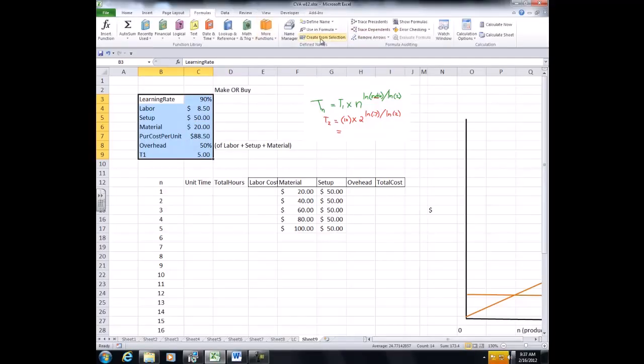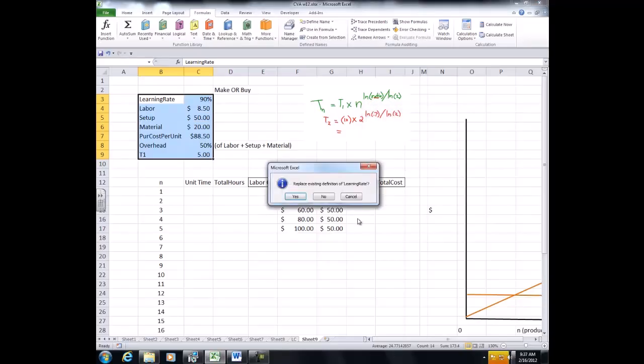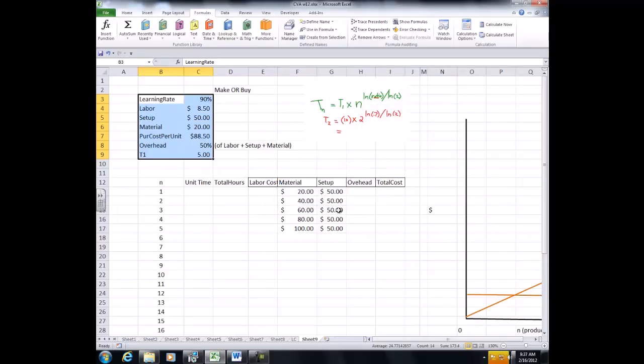Formula, create from selection, left column, okay. I'm going to replace all of them, so good. I think these are all good. All right, let me go back here.